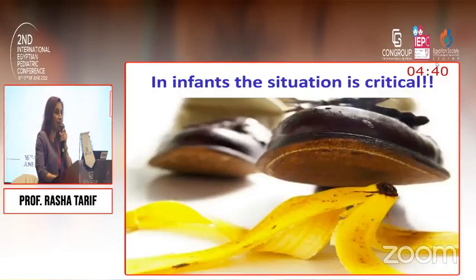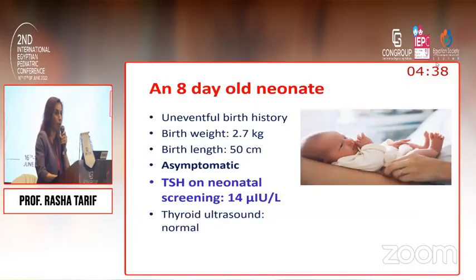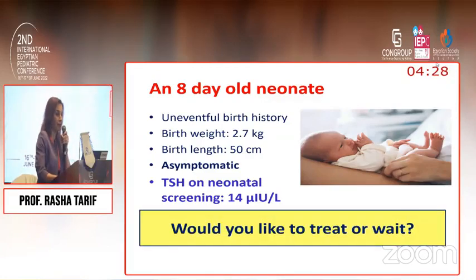In infants, the situation is even more critical. This is an 8-day-old neonate who was completely normal, came with a TSH of 14 in the first week of life, and the ultrasound is normal. Would you like to treat this baby? Yes or no? No, thank you very much. The baby is asymptomatic, and in neonate, we have to wait until the TSH is above 20.